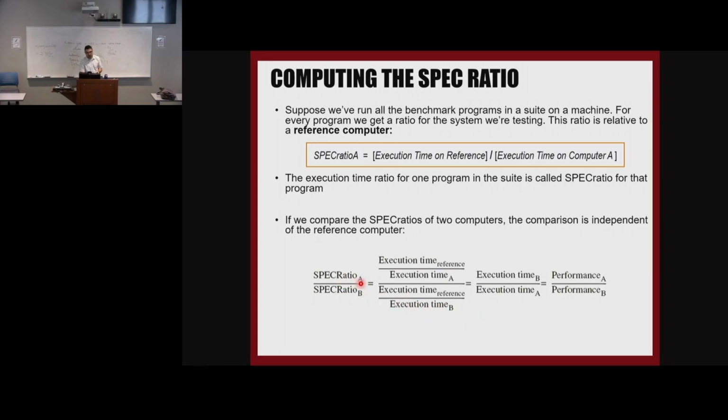So SPEC ratio A divided by SPEC ratio B is going to be execution time of B divided by execution time of A, which is all equal to performance of A divided by performance of B. So we know this. This is just a term that I want you guys to be familiar with. If someone says there's a SPEC ratio of A compared to B, what they really mean is, what is the performance of A compared to performance of B? The calculation is exactly the same thing.